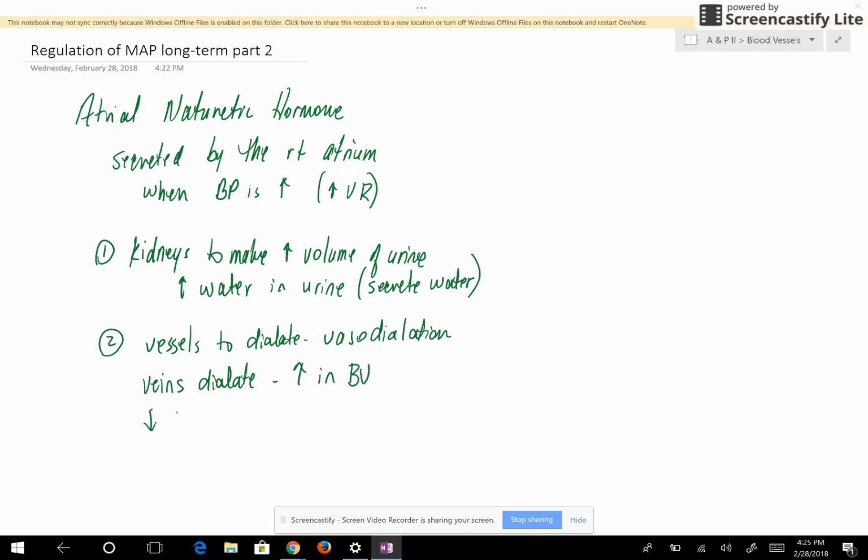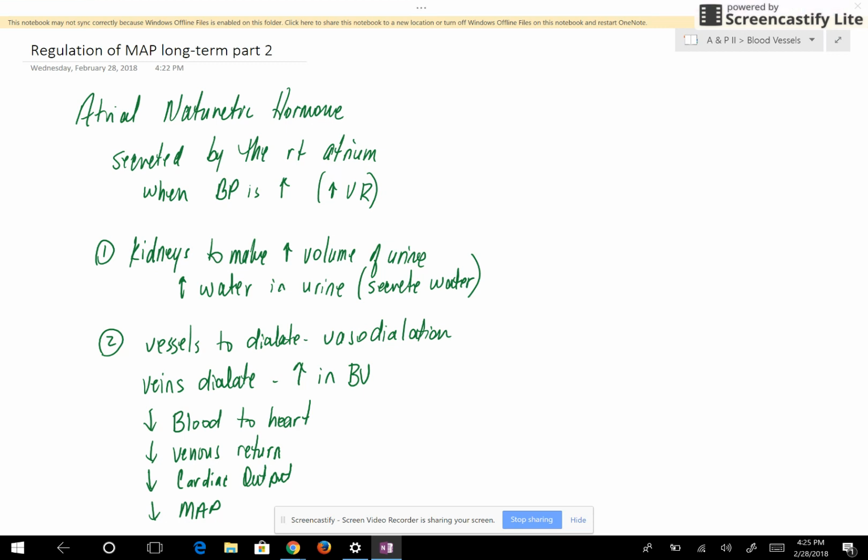So this is going to decrease the amount of blood to the heart. That decreases venous return. If you decrease venous return, that means that you're not putting a lot of blood into the heart, so that decreases cardiac output because what goes in must go out. And if you decrease cardiac output, then you decrease mean arterial pressure.